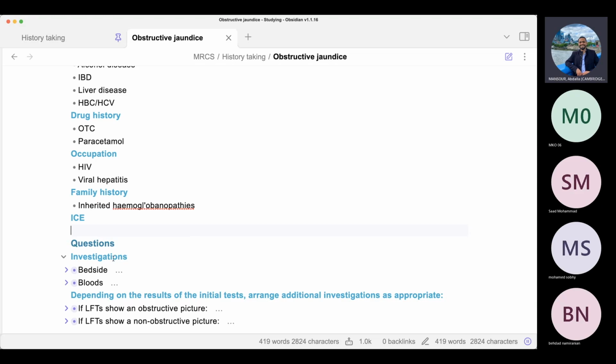So investigations, we always classify into bedside investigations and bloods. For any general surgery patient presenting with abdominal pain, you need to get a few bedside investigations. If it's a female, get a pregnancy test. If it's a male or a female less than 65 years old, get a urine dip. If they have pain in the abdomen, get an ECG as a bedside test. If they have pain in the lower abdomen with decreased urine output, get an ultrasound or a bladder scan. So these are the 4 investigations that you can get as a bedside.